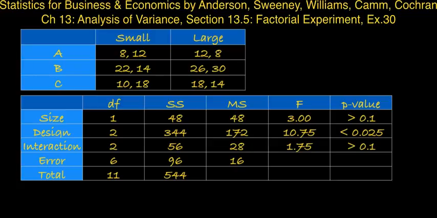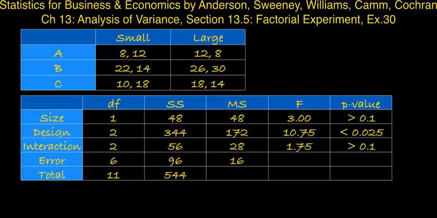Next, the sums of squares. Starting with the total sum of squares, using the formula in the textbook, we obtain 544 for the total sum of squares. Next, the sum of squares for size comes to 48. The sum of squares for design comes to 344. And the sum of squares for interaction comes to 56. Then the error sum of squares is what's left over. 544 minus 48 minus 344 minus 56 comes to 96.